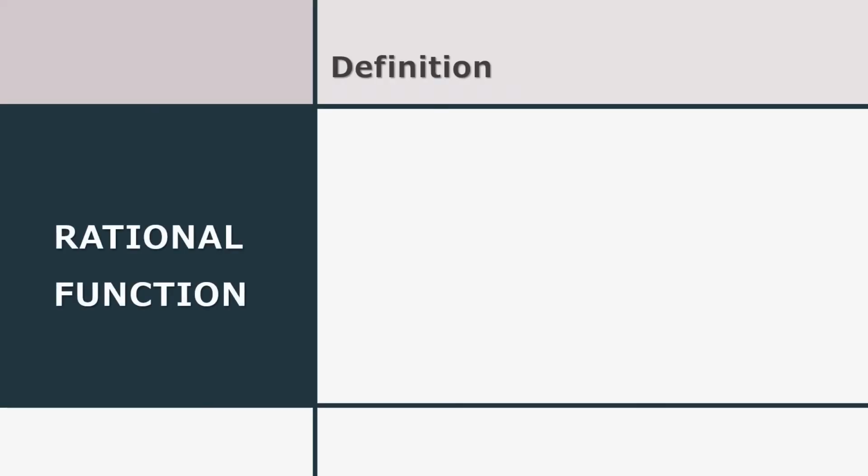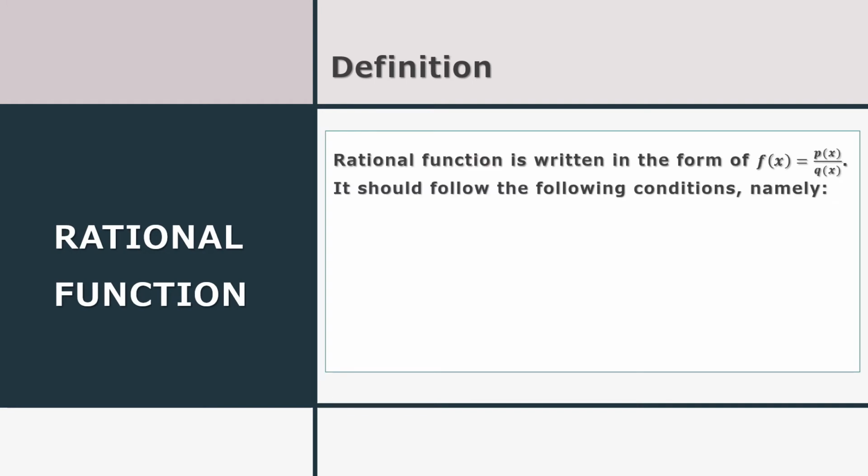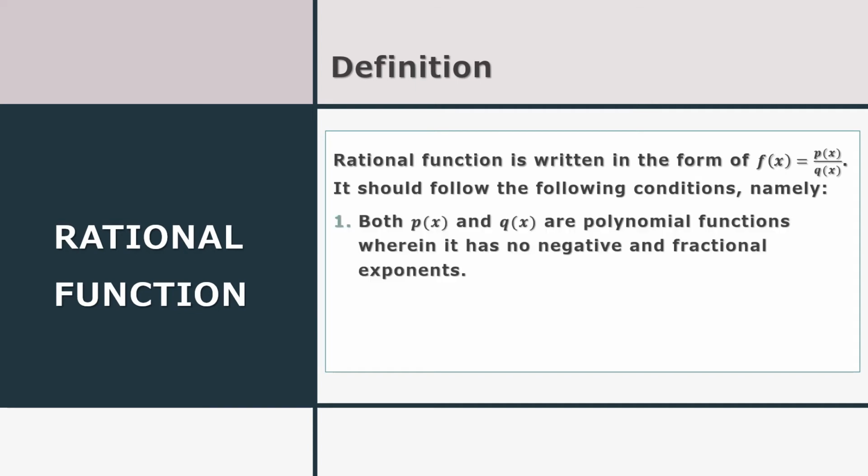Now let's proceed with the definition of rational function. Again, a rational function is written in the form of a function f of x equal to p of x over q of x. It should follow the following conditions: first, both functions p of x and q of x are polynomial functions, wherein it has no negative and rational exponents.